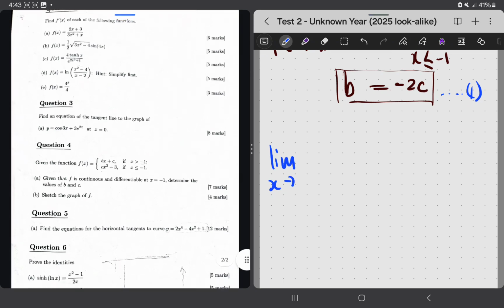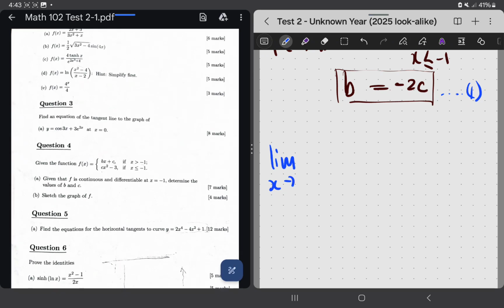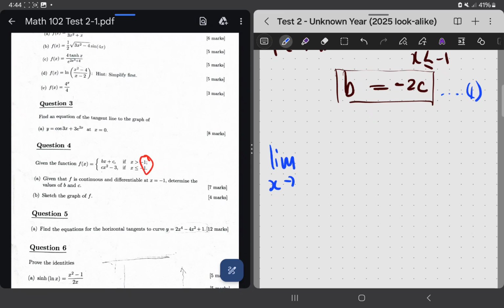what is the value here? Negative 1. You use the value where these two functions are coming together, and that is at minus 1 here. That is where they are coming together. So it's the limit as x approaches minus 1 from the left of f of x.